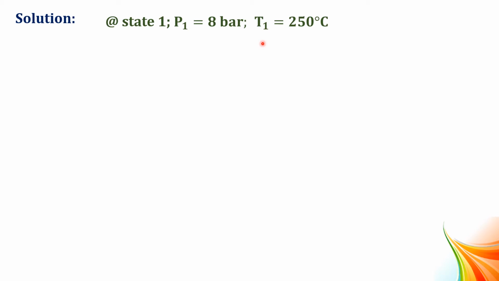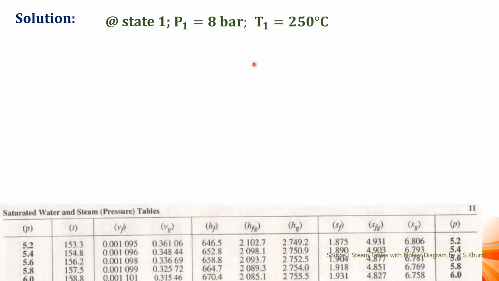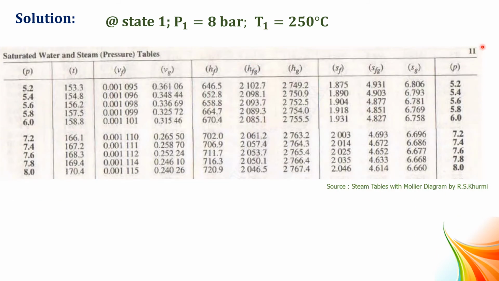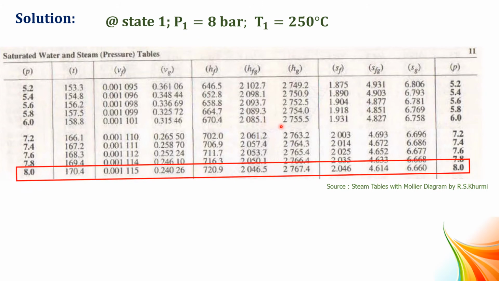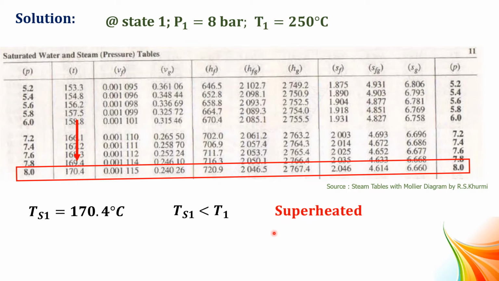For determining the quality of the steam, we have to go to steam table, page number 11. Corresponding to a pressure of 8 bar, we have to mark the temperature. So the saturation temperature Ts is equal to 170.4 degrees centigrade. Now check the saturation temperature with the given temperature. The saturation temperature is less than the given temperature. Therefore, the steam is in superheated condition.